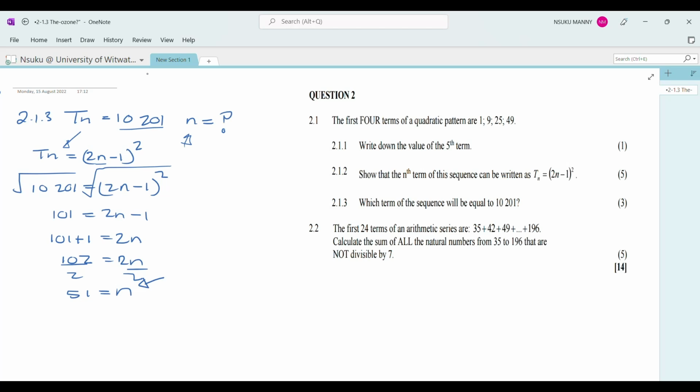And on the other side, we obviously have 2n minus 1. Take 1 to the other side, add it with the 101, we get 102. And then on the other side, we have 2n remaining. And then we're going to divide both sides by 2 to get the value of n. Obviously, these two will cancel. And now we have the value of n is equal to 51. So that's basically 3 marks right there.